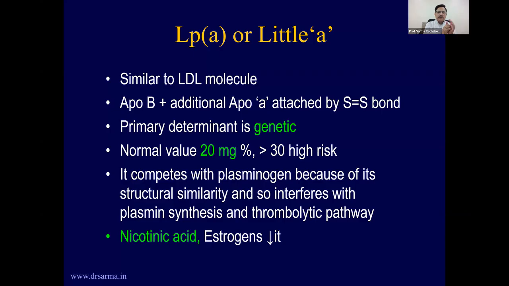What is the treatment? Nicotinic acid is the treatment. It is available as sustained release nicotinic acid. Niacin SR is available, and 500 milligrams to 1000 milligrams is the dose per day. You should give sustained release nicotinic acid, not short-acting nicotinic acid. Short-acting nicotinic acid produces flushing. Nicotinamide is something different; nicotinamide is a vitamin. Nicotinic acid is anti-LPA, and you have to use sustained release only, preferably at night time. 500 milligrams to 1000 milligrams of niacin.